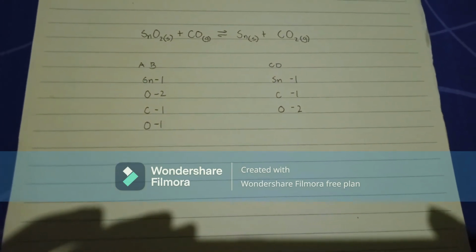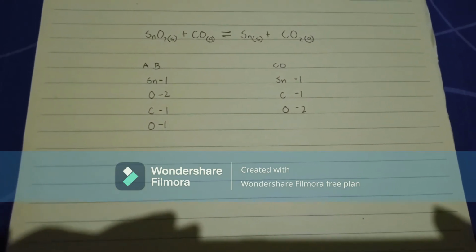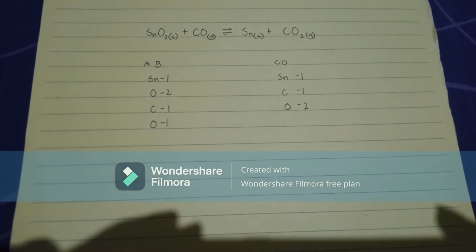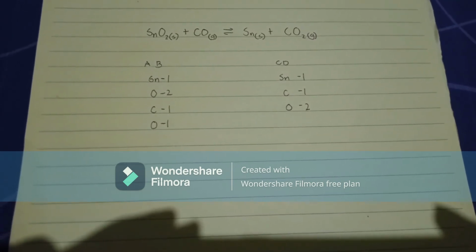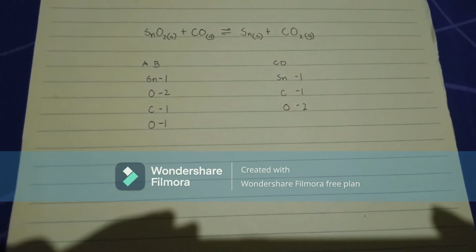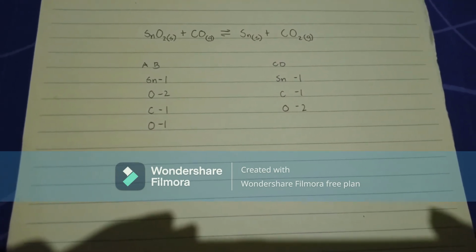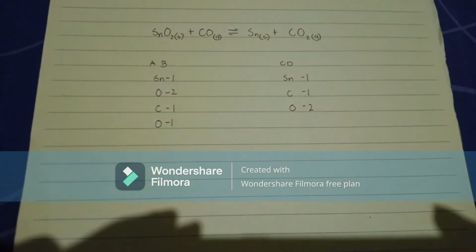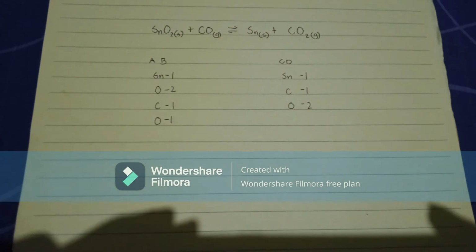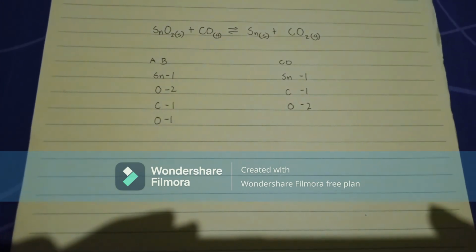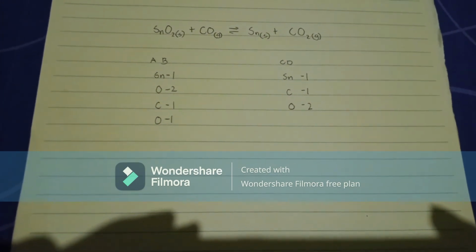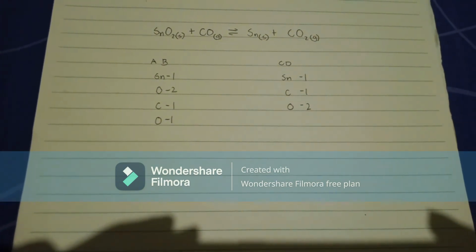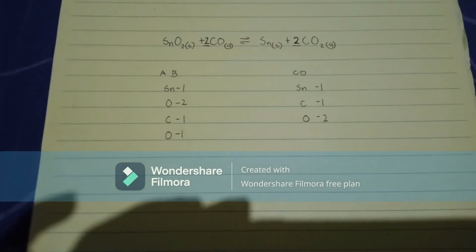First, we have Sn with one atom, O2, C1, O1 for our reactant side. And for our product side, we have Sn1, C1, O2. Then the next step we have to do is to find a numerical coefficient that will make our equation balanced. And the numerical coefficient that we found is the number 2.